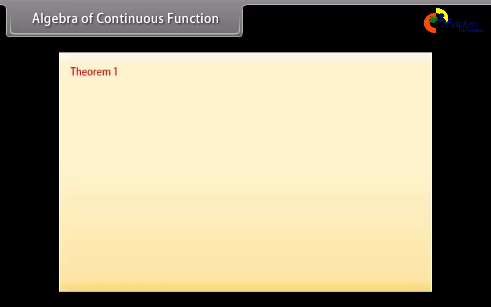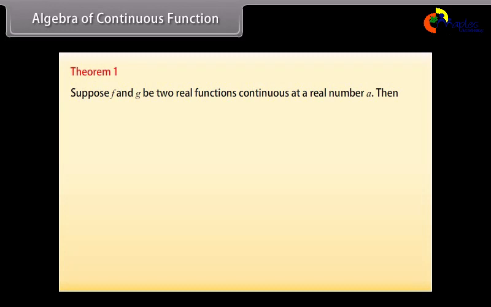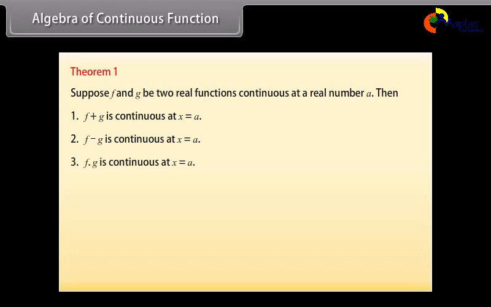Algebra of continuous functions. Theorem 1. Suppose f and g are two real functions continuous at a real number a, then 1. f + g is continuous at x = a. 2. f − g is continuous at x = a. 3. f × g is continuous at x = a. 4. f/g is continuous at x = a, g(a) ≠ 0.